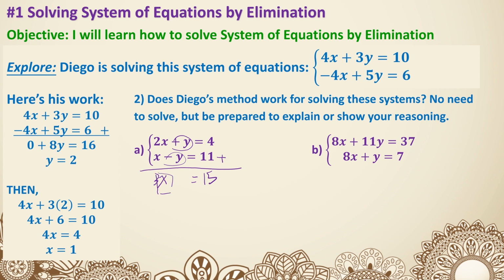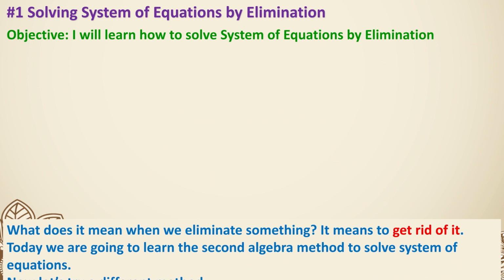For the other one, if you choose to add them together, that's where you see a bit of an issue. It's 16x plus 12y equals 44. You still have x and y instead of just one variable. So directly with Diego's method, it's not going to work. However, with a little twist, we can make it work. And that's also what we're going to learn today. So now let's get into it.